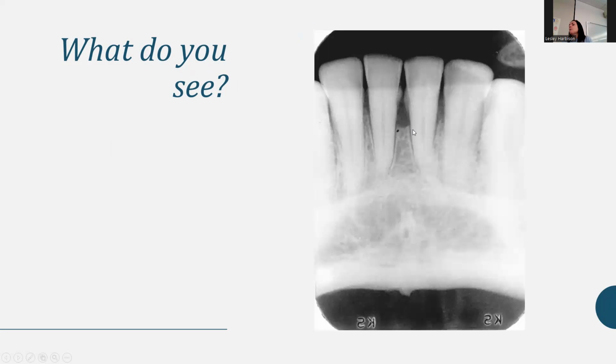What do you see on this one? Calculus, horizontal bone loss. Vertical also. This one I probably wouldn't. The shape of it is nuanced, but I would still roughly call it all horizontal bone loss. Even though it dips slightly, I would still call it horizontal, just because I can't tell the difference.